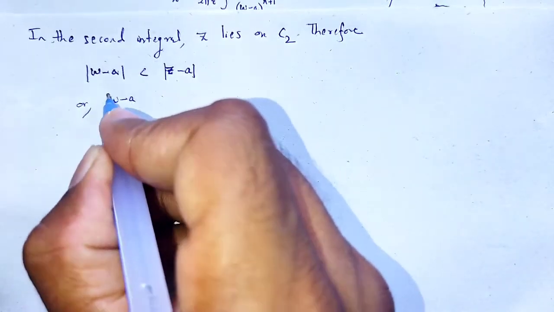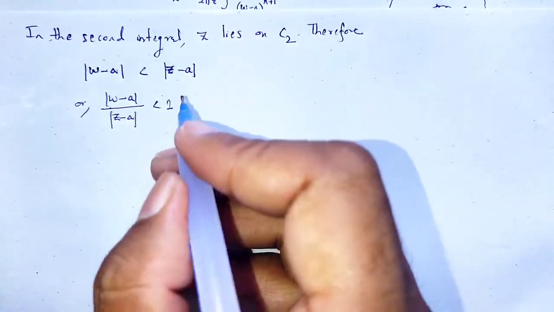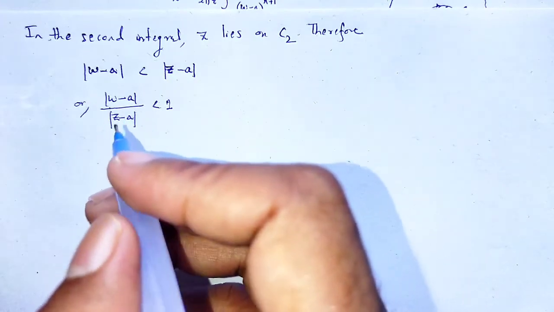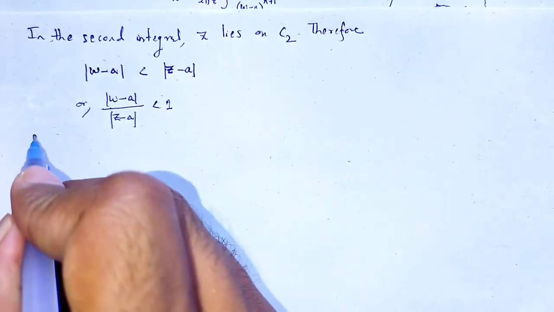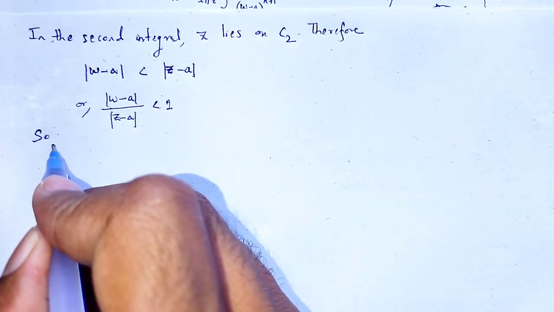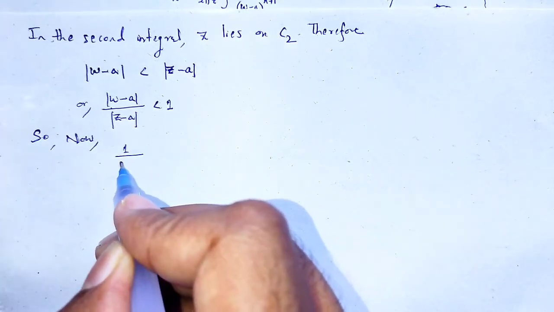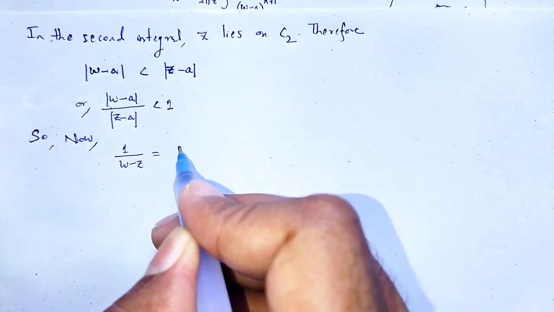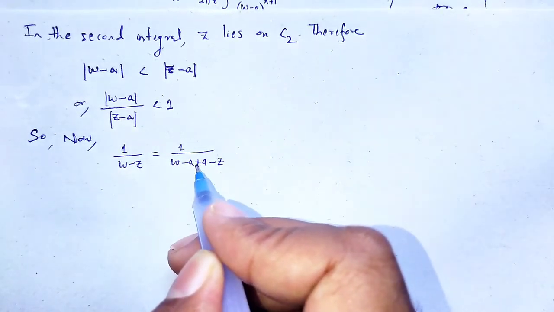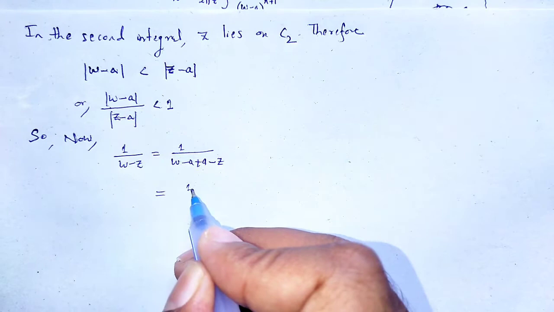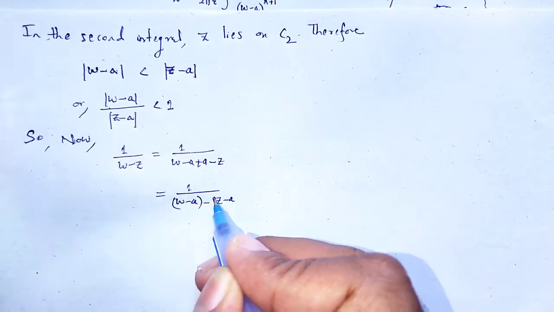Therefore, |w minus a| divided by |z minus a| is less than 1. Now, 1 divided by w minus z is written as 1 divided by w minus a plus a minus z. Just add and subtract a. That is w minus a minus z minus a.